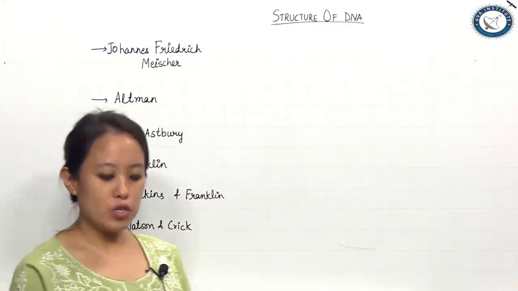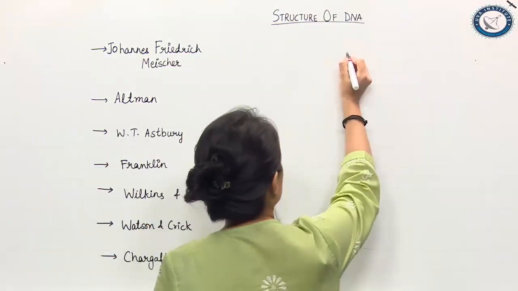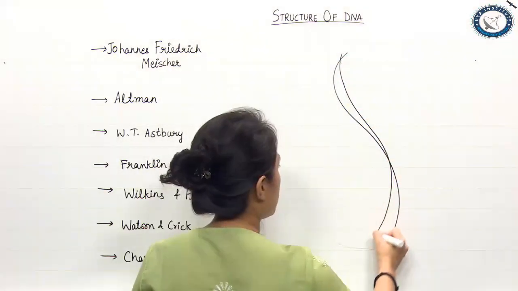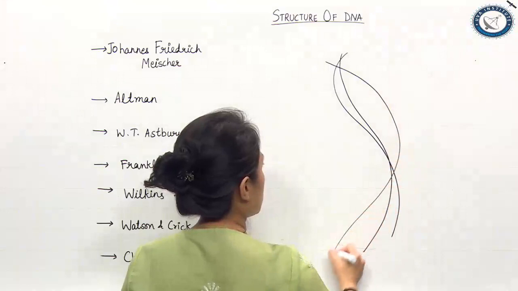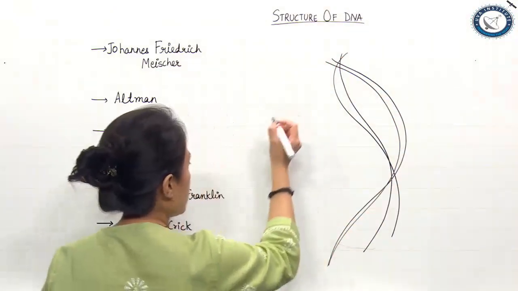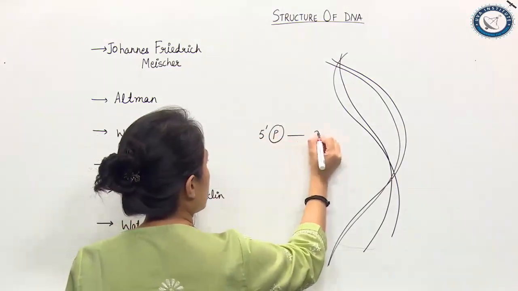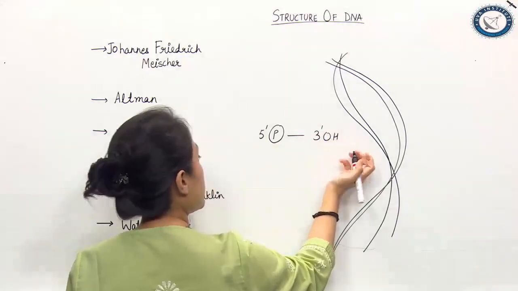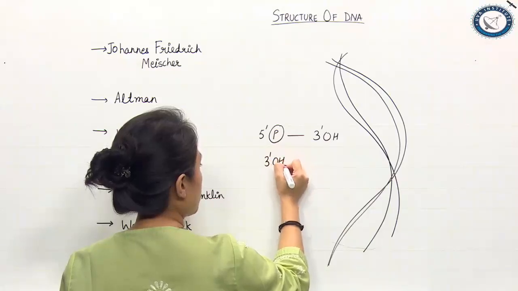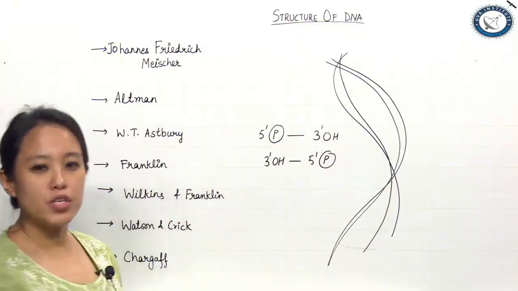When we talk about the structure of DNA, everybody knows that it is a double helical structure. Of course, with the polarity: 5 prime phosphate, 3 prime hydroxyl group, anti-parallel strand, agreed? That means 3 prime hydroxyl group and your 5 prime phosphate group. This is the general information that we have.